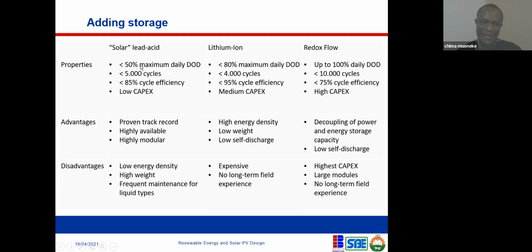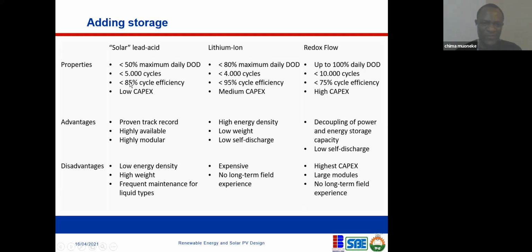The lead acid battery, like I said, has a maximum daily DOD of 50%. For lithium, it is around 80%. Whereas the redox flow, which is not common, has 100% DOD, meaning that you can discharge it 100% and then recharge it again, and nothing is going to happen. It even has a life cycle of 10,000, whereas the lead acid has a life cycle of 5,000, and the lithium ion has a life cycle of 4,000. Cycles means the number of times you can charge and discharge these batteries before they begin to fail.